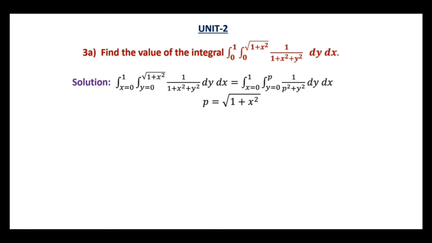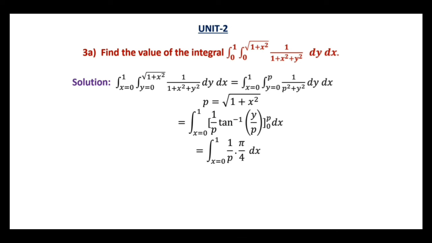We know that the integral of 1 by (p² plus y²) is 1 by p into tan inverse of y by p, whose limits are from 0 to p. On simplification, we have obtained the integral 0 to 1 of 1 by p, tan inverse of p by p, which is tan inverse 1, that is π/4, minus 0, dx. It is only π/4, a constant. P, we have already mentioned, is square root of 1 plus x², dx. So π/4, we know that log of (x plus square root of x² plus 1) is the integration of 1 by root over 1 plus x² with respect to x.